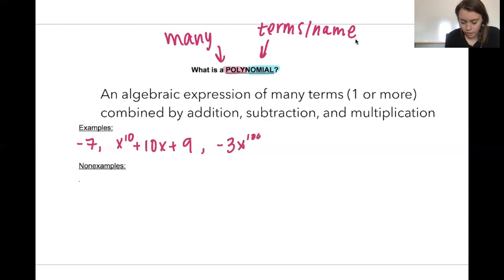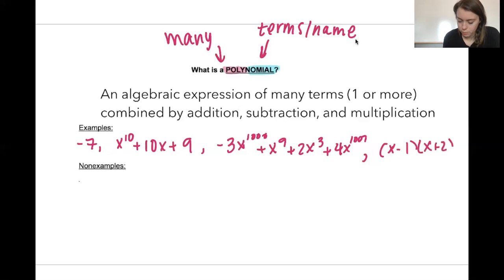-3x to the 1000 plus x to the 9th plus 2x to the 3rd plus 4x to the 1001 power. That is a polynomial. And then this is even a polynomial right here, because these are just connected by multiplication. So that factor form, that intercept form that you guys might recognize, that is considered a polynomial.